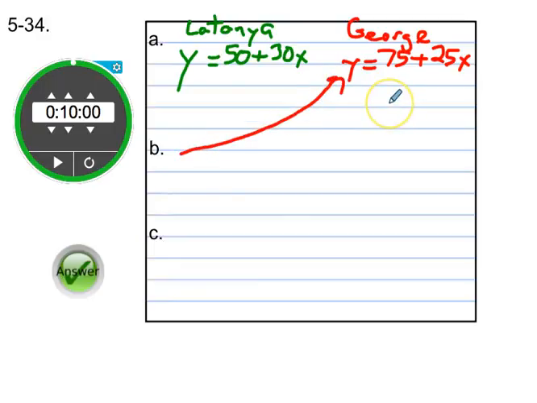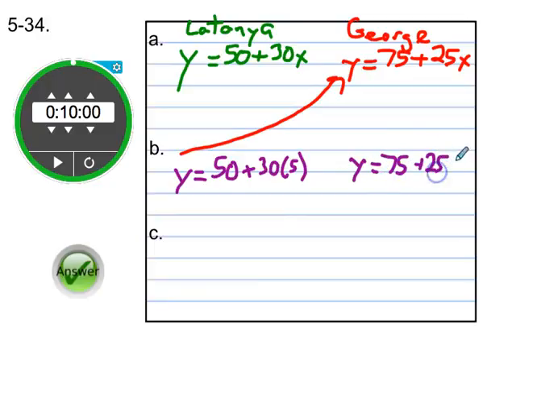Now it says use the rules to check your solution for problem 5-34. So what did we find as our solution? We found that our solution was 5, correct? Or in week 5. So let's do this. If we take y equals 50 plus 30, I'm going to put a parenthesis here, times 5. Then we took George, and that's 75 plus 25 times 5. What do we get?